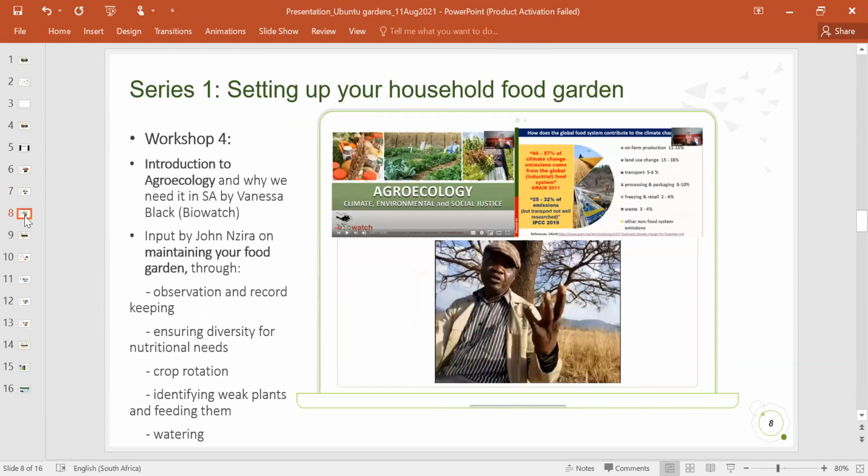The final workshop for the first series, we had an introduction to agroecology and why we need it in South Africa by Vanessa Black from BioWatch. And then we had input by John on maintaining your food garden through observation and record keeping, ensuring diversity for nutritional needs, crop rotation, identifying weak plants and feeding them, watering.